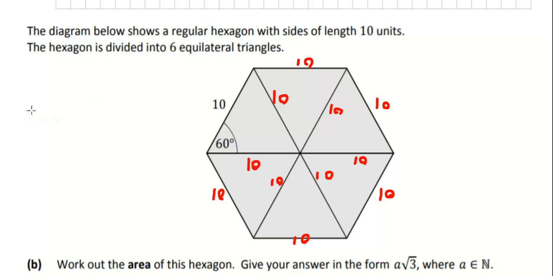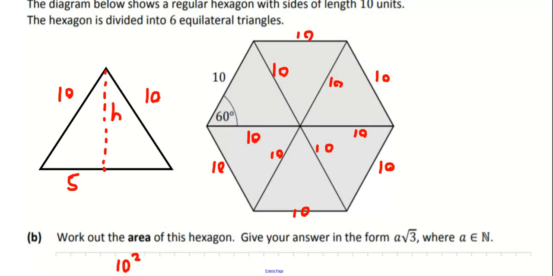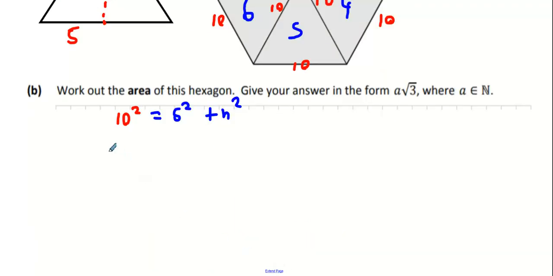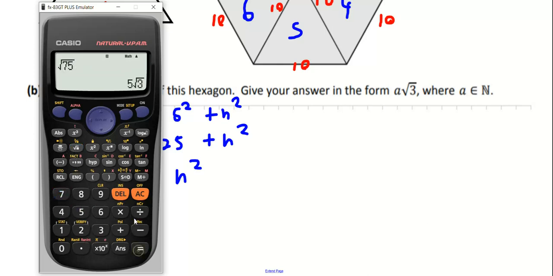What we can do here is design ourselves an equilateral triangle. That can be 10, that can be 10, that can be 10. Then I drop a line straight through. Then we have this is 5. Next I can find the perpendicular height. There are 6 triangles, and if I figure out the size of one triangle, I can just multiply the answer by 6. So I'm going to use Pythagoras' theorem. 10 squared equals 5 squared plus h squared. Essentially 100 equals 25 plus h squared. 75 equals h squared. And then h equals root 75, which is 5 root 3.